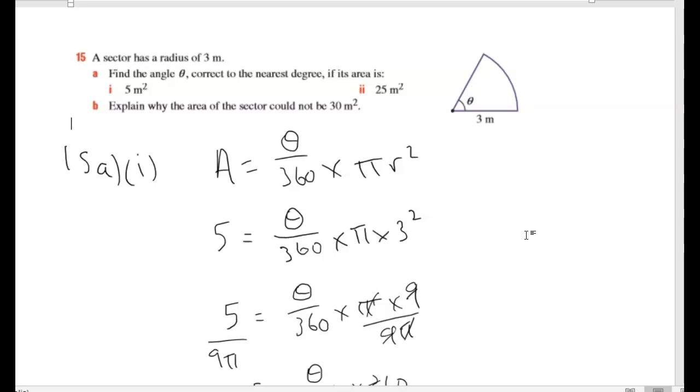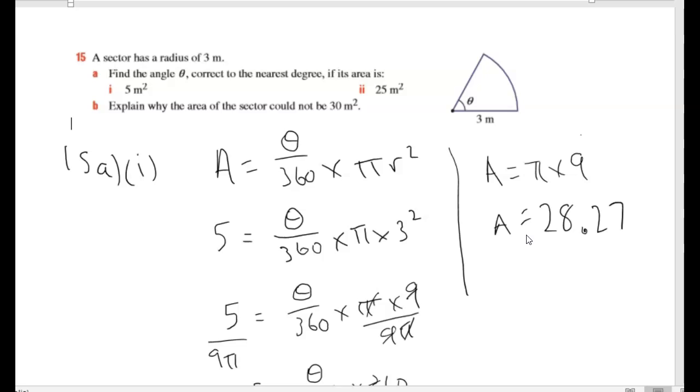Okay, so I am guessing it's because, well, let's just see what the area of a full circle would be if it was 3. So A equals pi times 9. Yeah, well, 3 squared is 9. So I've got that 3 here and I've just squared it already because when I write things, girls, I tend to actually think ahead. Sometimes I write things down incorrectly. So 28.27.